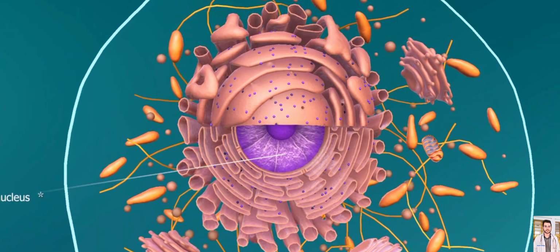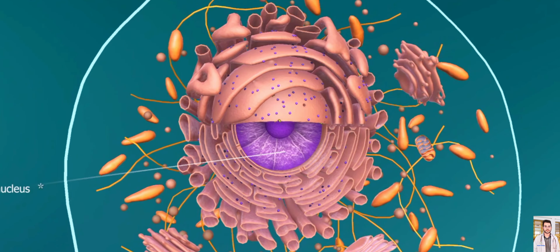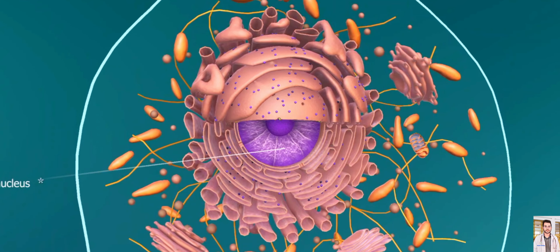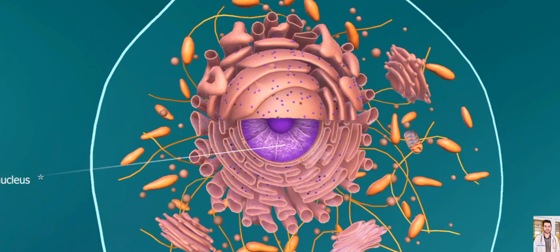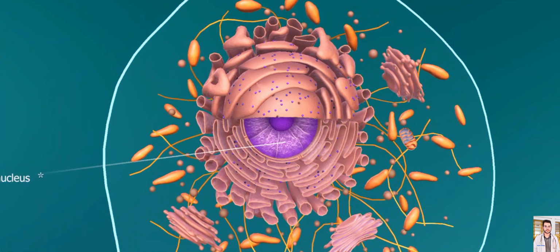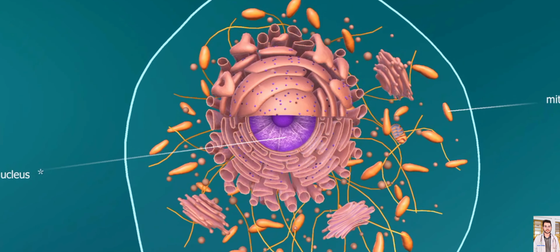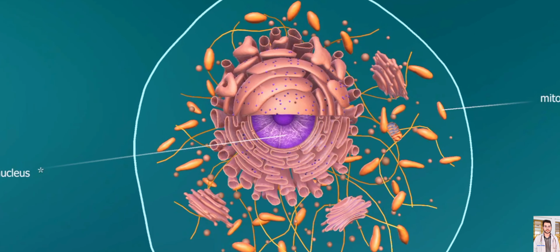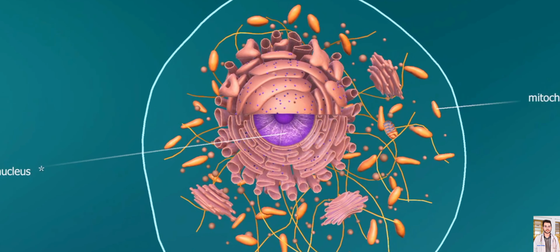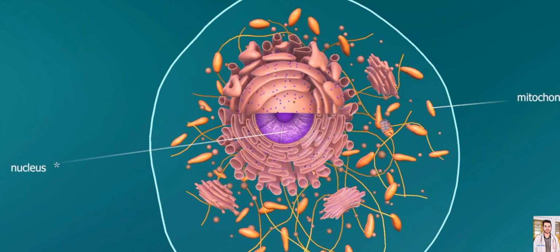Eukaryotic cells are complex organisms that contain a true nucleus and other membrane-bound organelles. They are found in all multicellular organisms, as well as some unicellular organisms such as yeast and algae. Eukaryotic cells are much larger and more complex than prokaryotic cells and have many specialized functions.